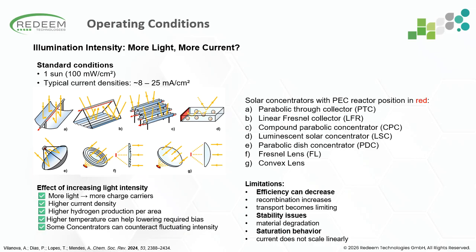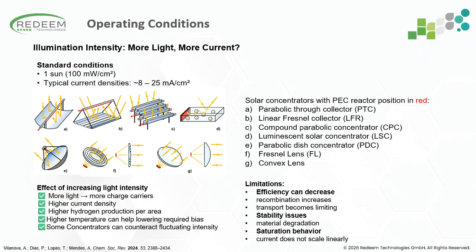And if we look now at this picture, there are many reactor concepts where they have explored optical concentration using mirrors or lenses. Here the reactor position is always highlighted in red, and the paths of the sunlight are the yellow arrows. These examples include parabolic trough collectors, Fresnel collectors, compound parabolic concentrators, and many more. In each case, the PEC reactor is positioned at the focal region where the light intensity is the highest.